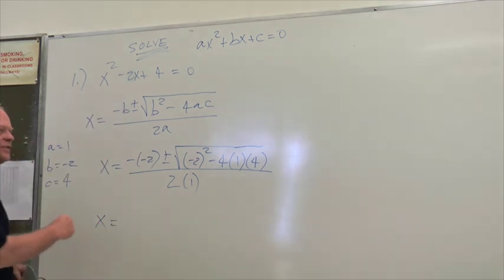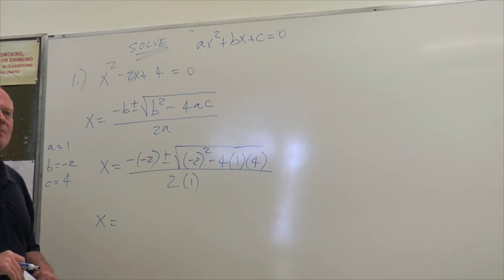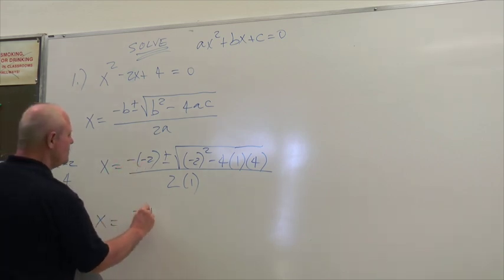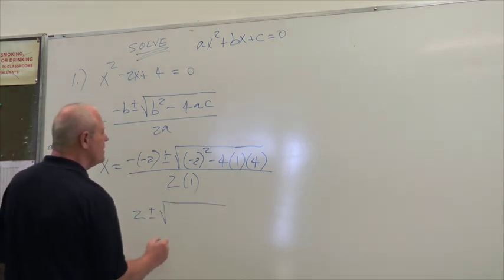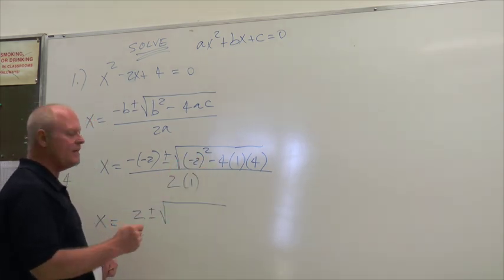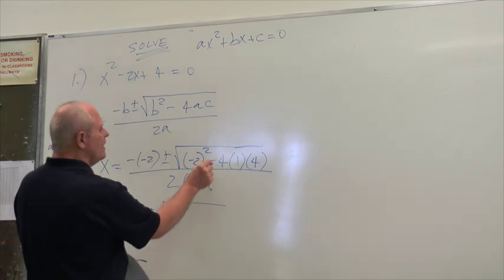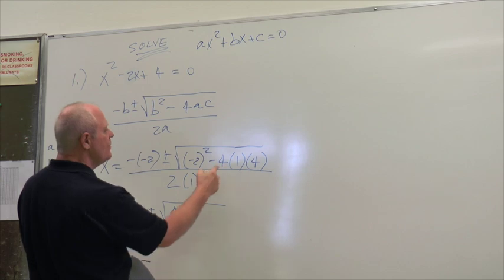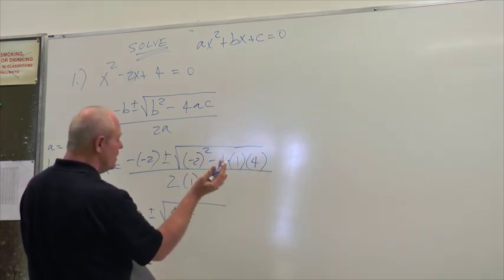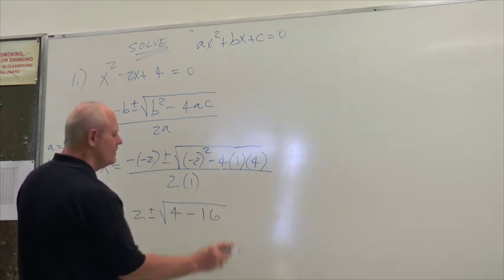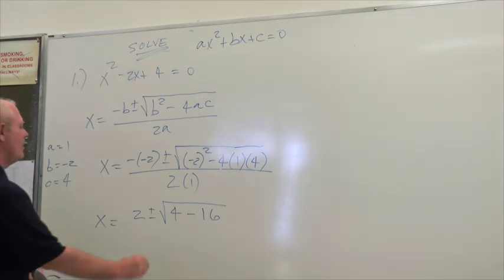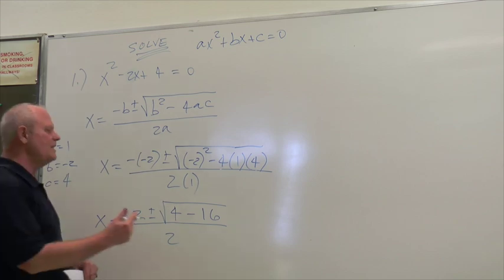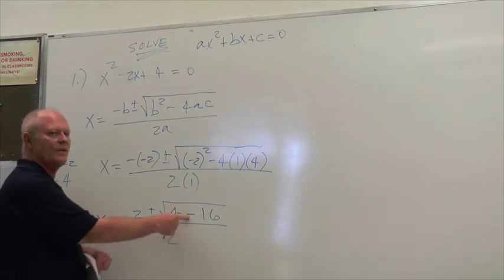So the rest is just what? Cleaning this mess up, right? Okay, so what's a negative times a negative? A positive. So this is 2 plus or minus the square root of what? What's -2 squared? 4. A negative times a positive is a negative. Negative 4 times 4 times 1 is 16, isn't it? All over 2. Now, you can already see the discriminant in here is going to end up being what?